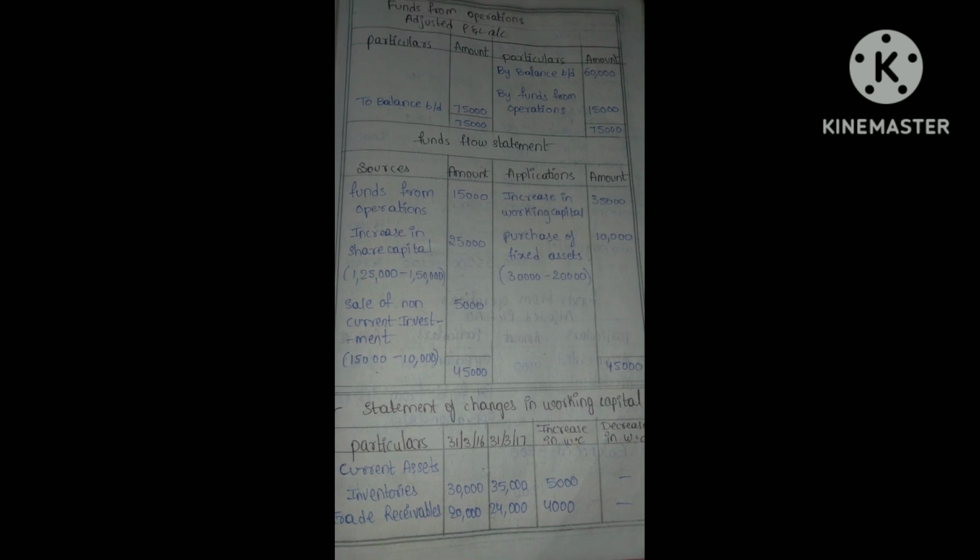And next we have sale of non-current investments. Non-current investments in 2016 is 15,000 and in 2017 is 10,000, so it has decreased by 5,000. Clearly mention that also in the sources column. So sale of non-current investments 15,000 minus 10,000, we will get 5,000. Note down that value in the amount column.